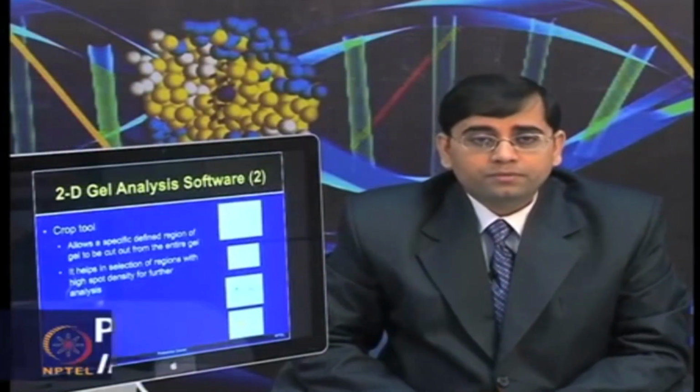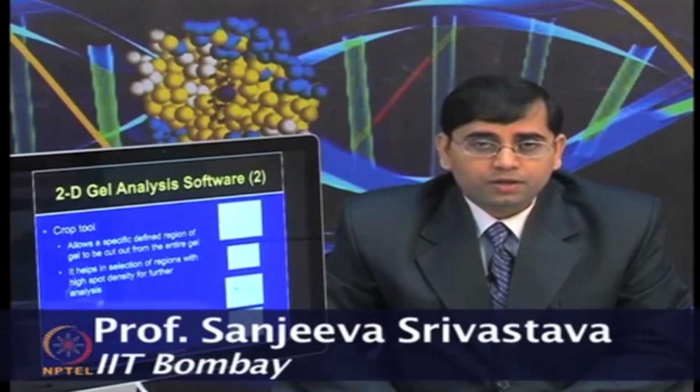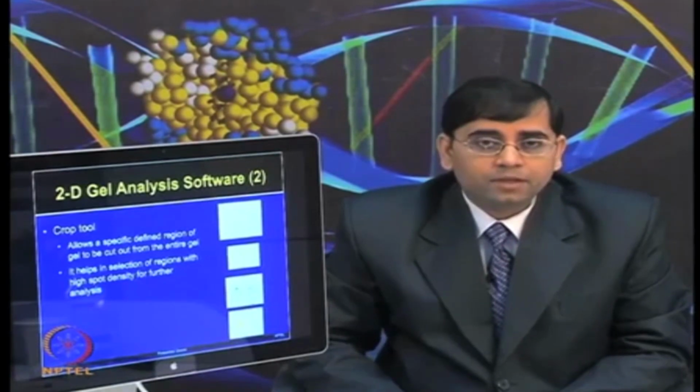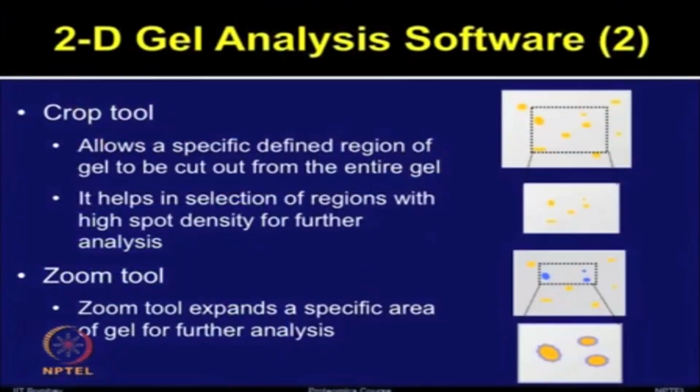So, the crop tool is the first part which you would like to use. If in your gel you have some extra regions where you do not have any spot of interest, probably you would like to crop those regions and crop both your control and treatment gels uniformly. This crop tool allows a very specific defined region to be cut from the entire gel. It helps to select the region with the high spot density, which can be used for further gel analysis.